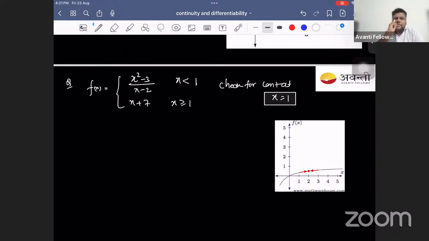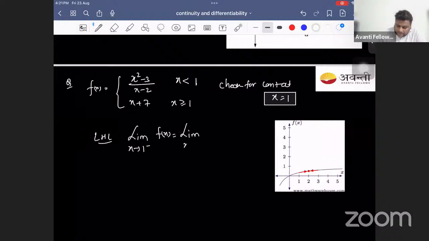Yes, tell me. Here, if I try to find LHL, that is limit x approaches 1 minus f(x). That is, limit x approaching 1 minus, the function is what? x square minus 3 upon x minus 2. So without any doubt, just put the value of x. So it is minus 2 upon minus 1. So it will be 2.